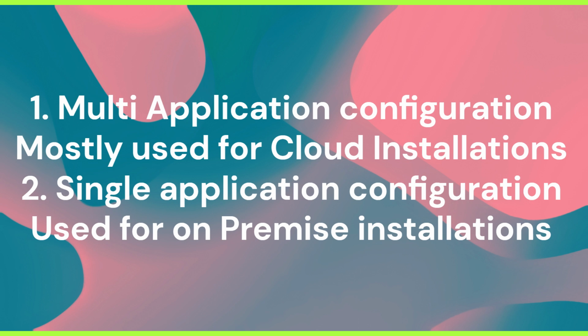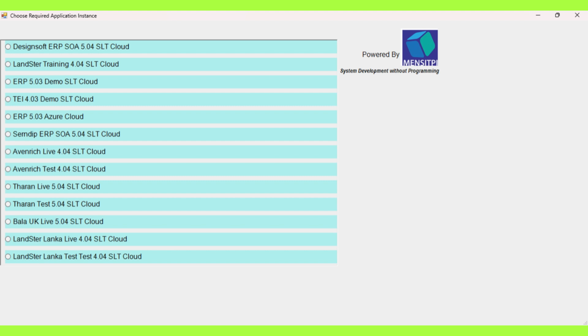One, multi-application configuration, mostly used for cloud installations. Two, single application configuration, used for on-premise installations. For multi-application configuration, on click, it will show the chosen application configuration.